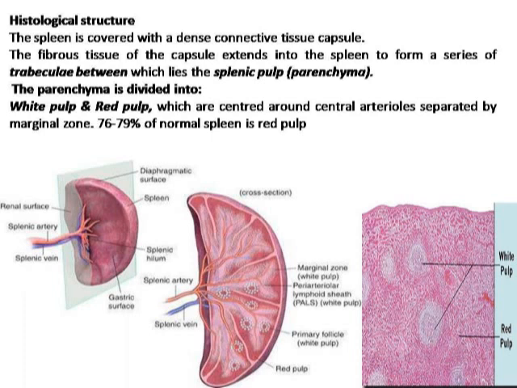and this network or mesh provides support for blood cells and the cells of the immune system, that is lymphocytes, macrophages and dendritic cells. And the parenchyma of the spleen is divided into two functionally and morphologically distinct compartments, the red pulp and the white pulp, divided by a tissue layer called the marginal zone.